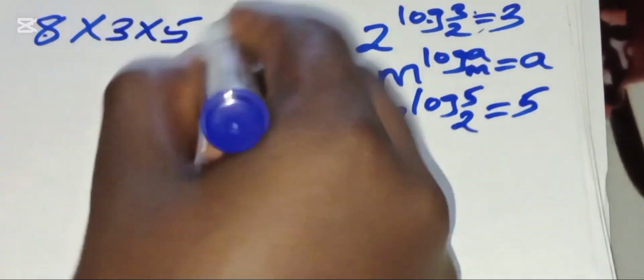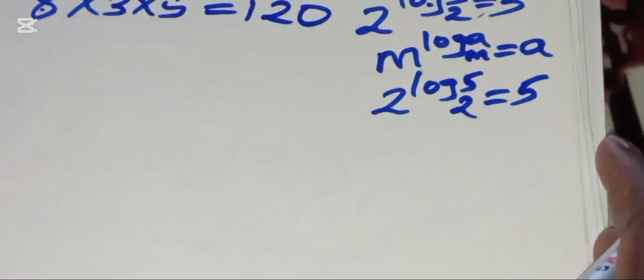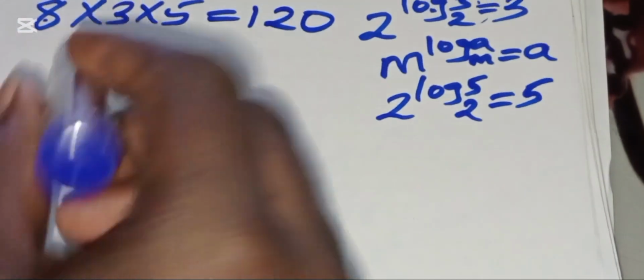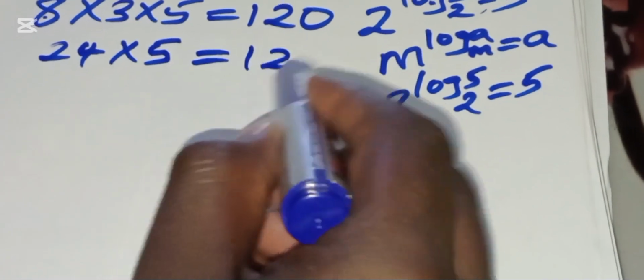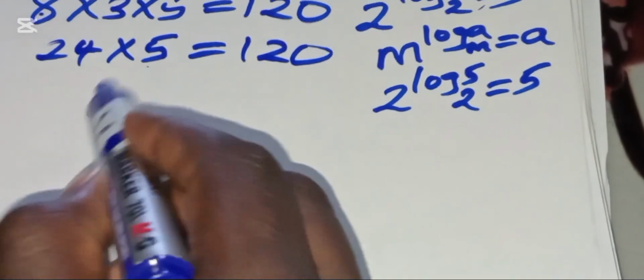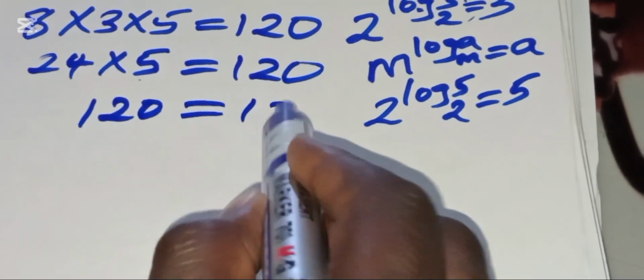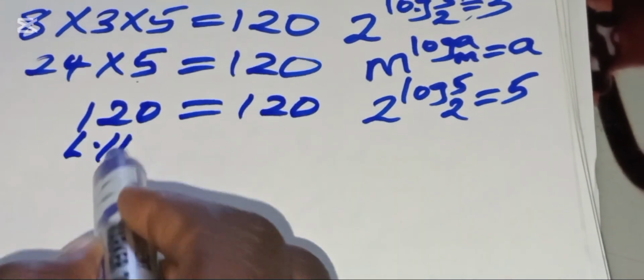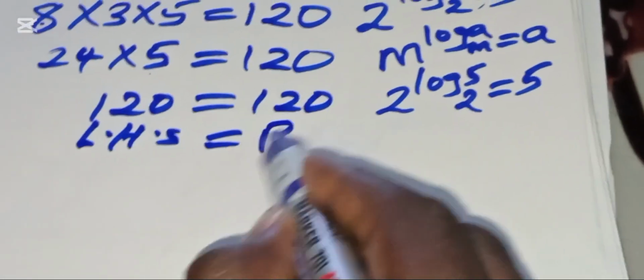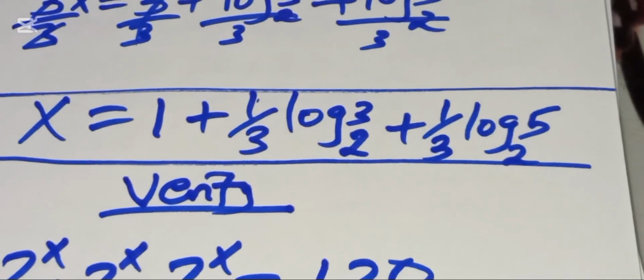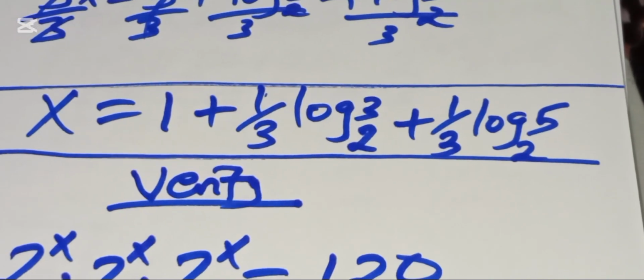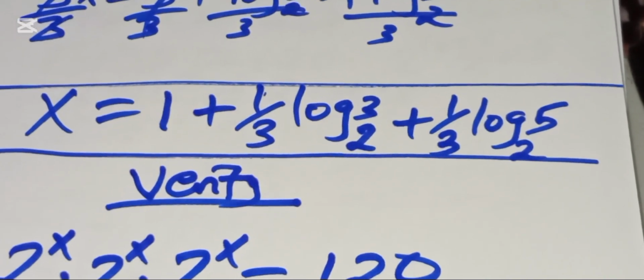So let's substitute 3 and 5 back into the equation. So this is 8 times 3 times 5. This is supposed to give us a value of 120. Okay. So 8 times 3 is 24, times 5, which is 120, which happens to be equal to 120. So the left hand side is equal to the right hand side, and that shows that the value of x, which is 1 plus a third log 3 to base 2 plus a third log 5 to base 2, actually satisfies the equation.